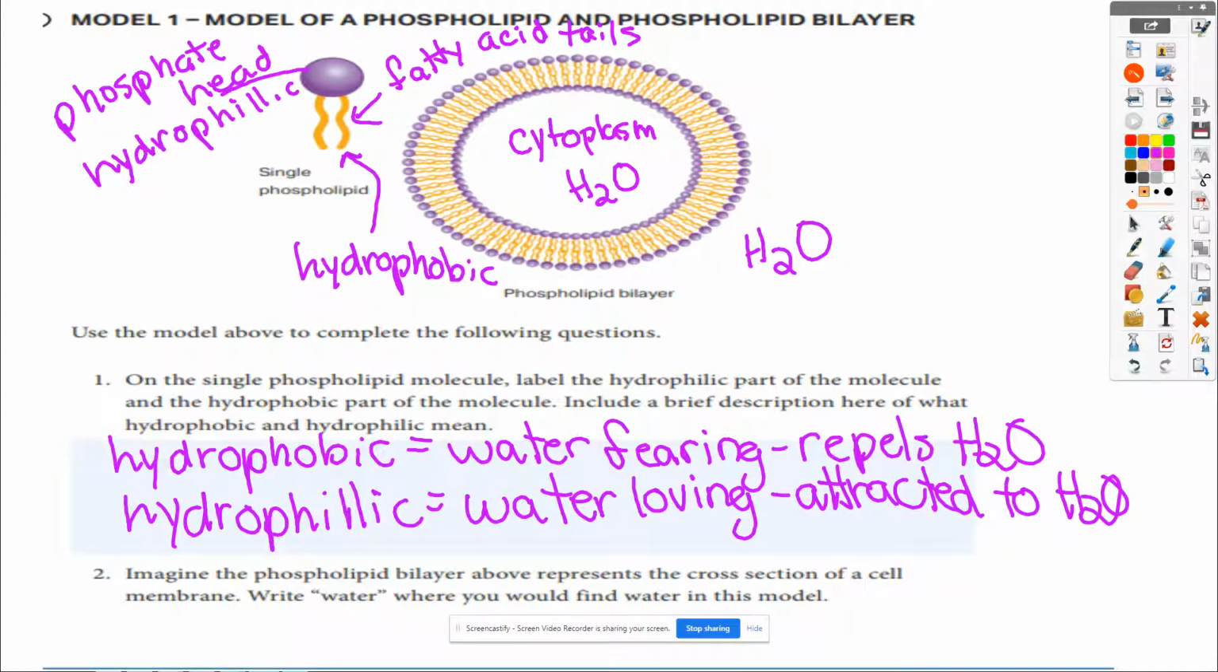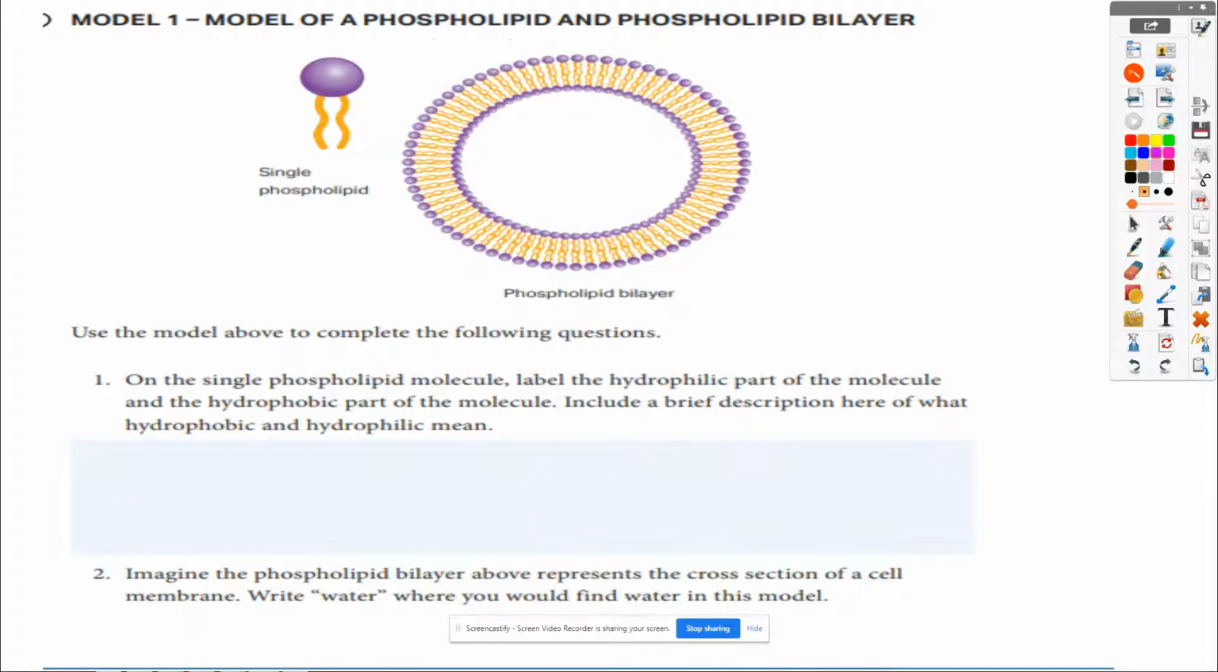So if you look at this phospholipid, these heads like water, but the tails don't, so they are pulling away from the water. These tails are pulling away from that water on the inside, and so they're pulling towards each other, and that's what holds that bilayer together. That attraction or the repulsion from water is called a hydrophobic interaction. Now, question 2 just asked us to label where the water was, and we've already done that. We're kind of just going a little out of order, but that's okay.